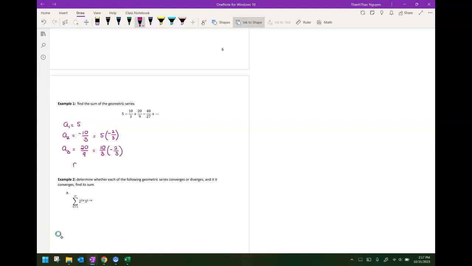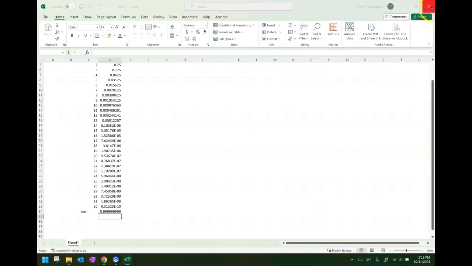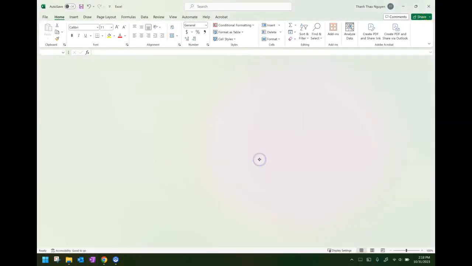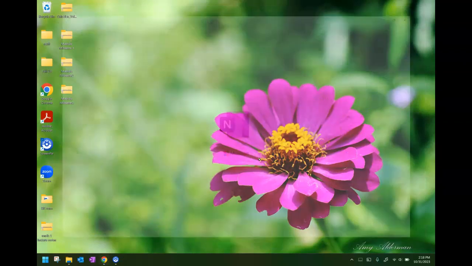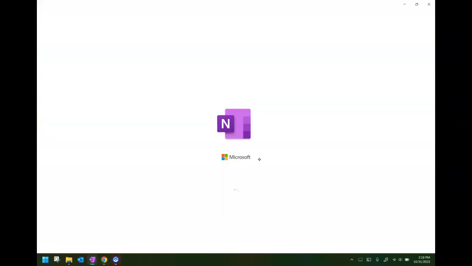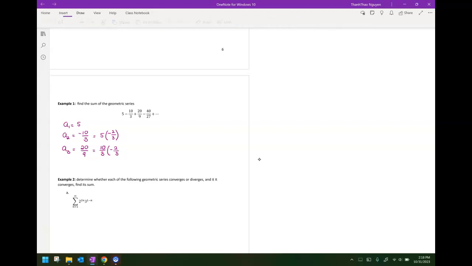So here we know r is equal to negative 2/3. So the absolute value of r equals the absolute value of negative 2/3. That is less than 1. So then the series converges.